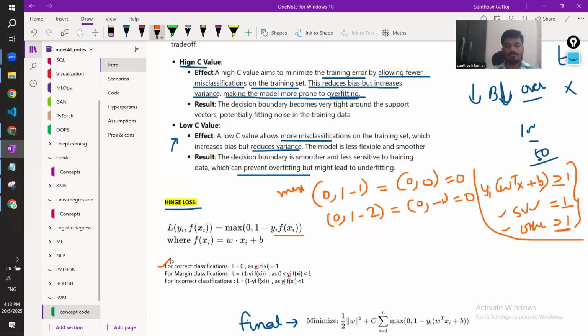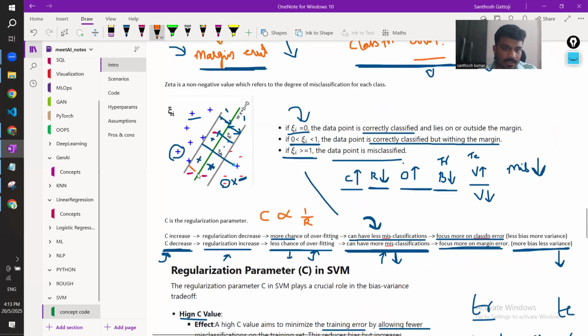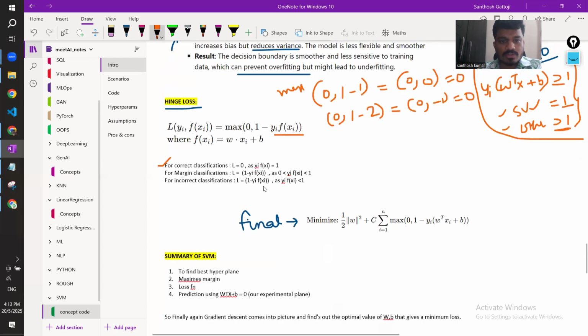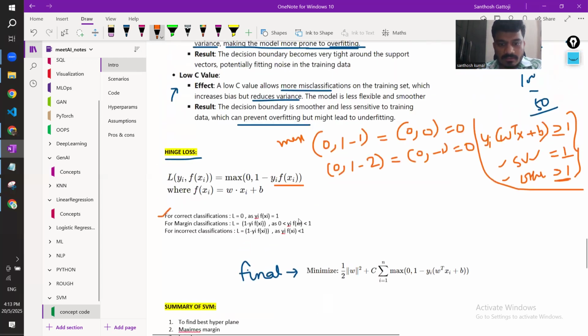Fine. Now for margin classification, that means what? If a blue point is falling over here and a red point is falling in this region, that is margin classification, where the zeta is between 0 to 1. If for a blue point it is increasing, then it is a misclassification. For a red point, if it is increasing, then that is also misclassification.